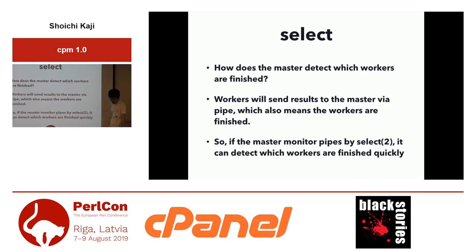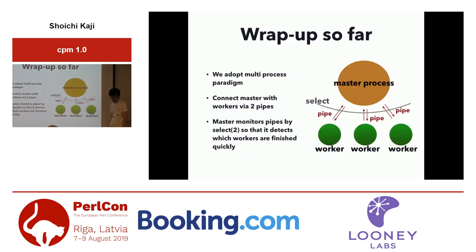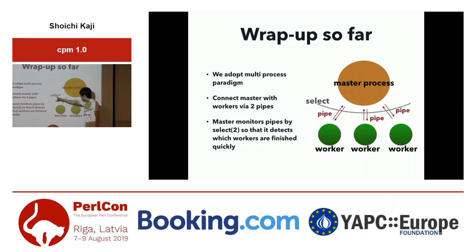So if the master monitors pipes by select system calls, it can detect which workers are finished quickly. To wrap up so far: we adopt a multi-process paradigm and connect the master with each worker via 2 pipes per worker. And the master monitors pipes by select so that it detects which workers are finished quickly.